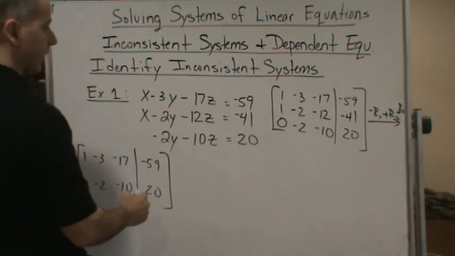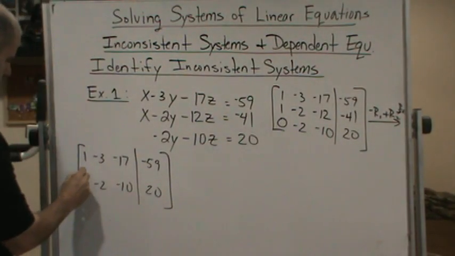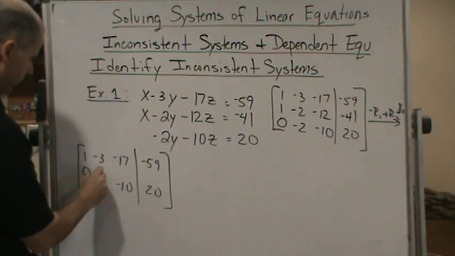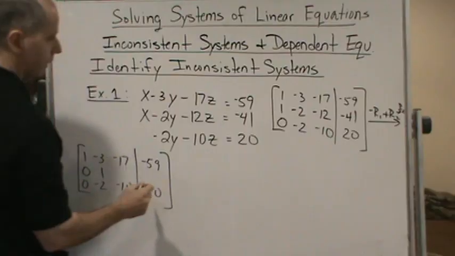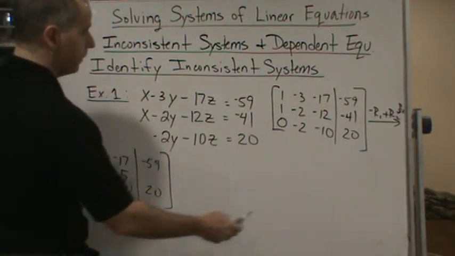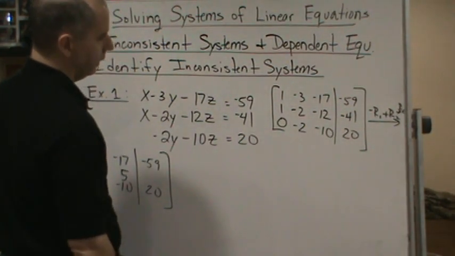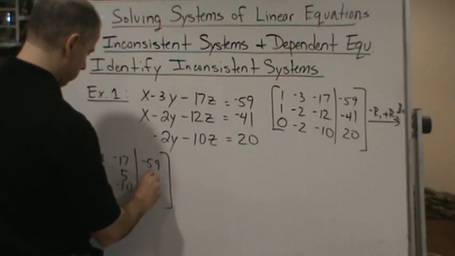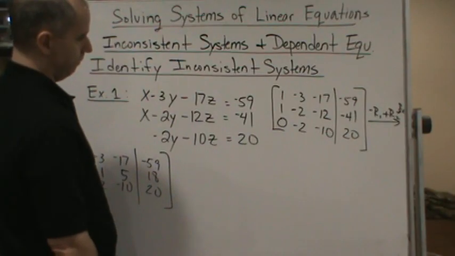And so what's going to happen to the second row? Well, we're going to do -1 plus 1, which is 0. We get 3 minus 2 is 1. And we get 17 plus -12 is 5. And then we get 59 plus -41, which is going to give us 18. Yep, 18.